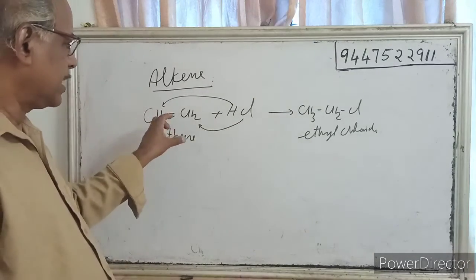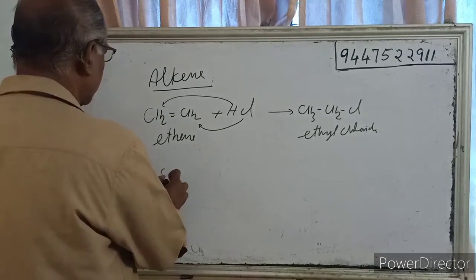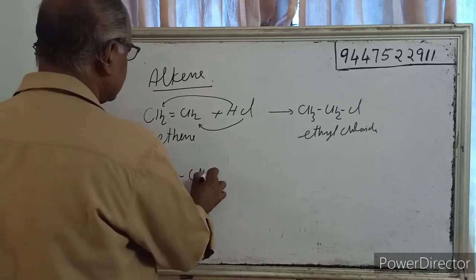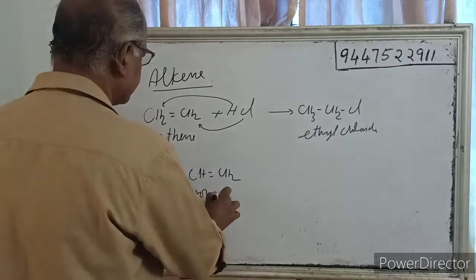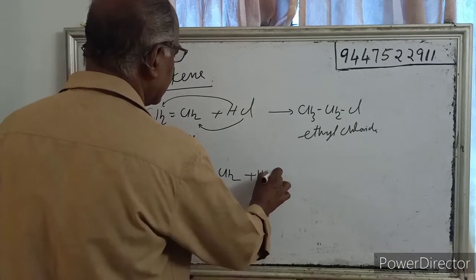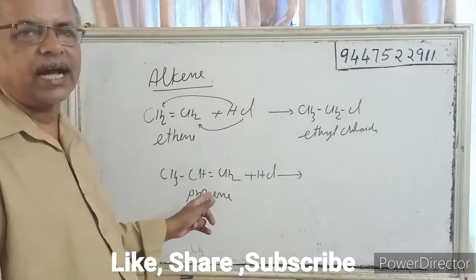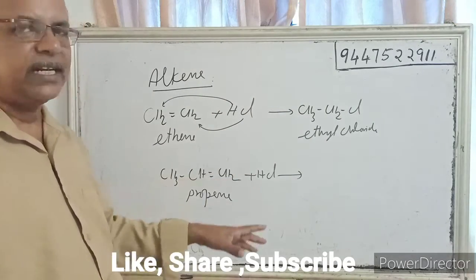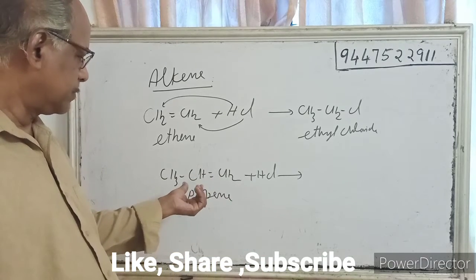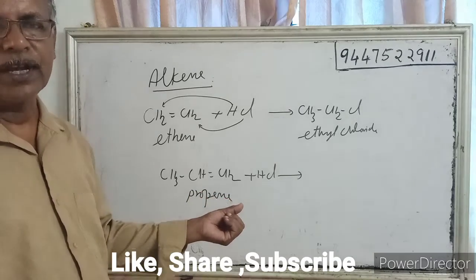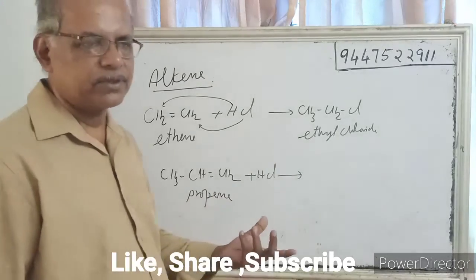Now this is a symmetrical alkene. But when you consider the compound CH3CH=CH2, that is propene, plus HCl, this is not a symmetrical alkene; this is an unsymmetrical alkene. So when addition reaction takes place to unsymmetrical alkenes, we have to follow Markovnikov's rule. Do you know what Markovnikov's rule is?